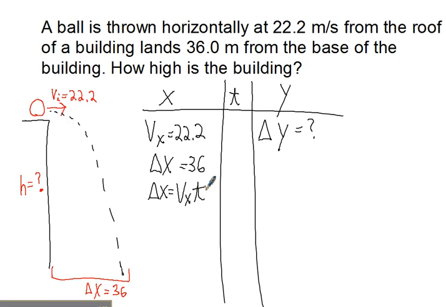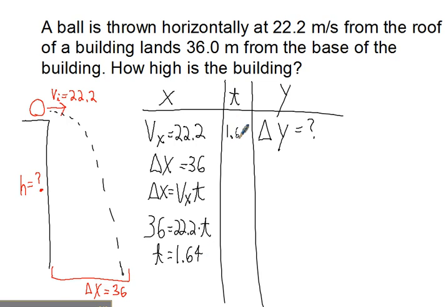Sorry about that. Delta x equals Vx times t, so you just toss the numbers in. 36 equals 22.2 times t. And for t, I rounded it off a little bit. I got 1.64, something like that, as long as you're close. All right, so we know that t is 1.64.